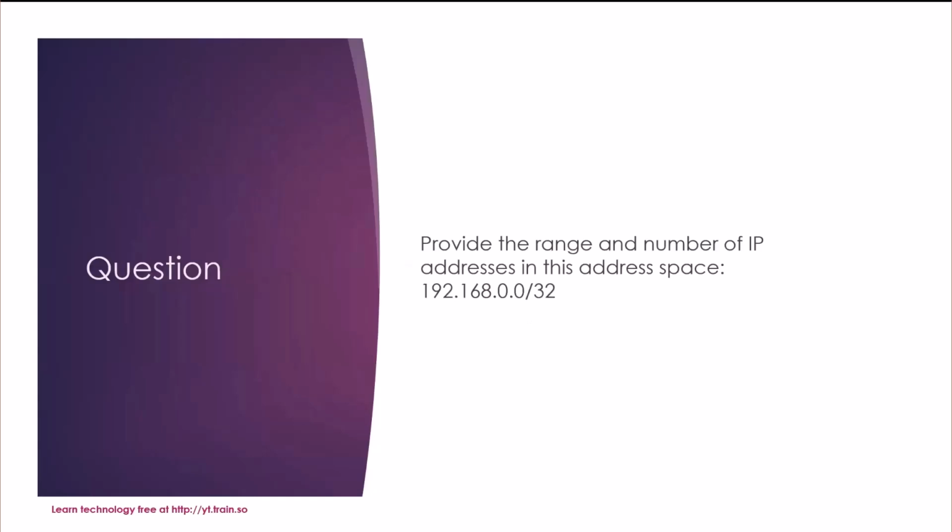Okay. Provide the range and number of IP addresses in this address space: 192.168.0.0/32. So what is 32 minus 32? It is 0, right? So what is 2 raised to 0? 2 to the power of 0 is 1. Basically, /32 means there will be only 1.